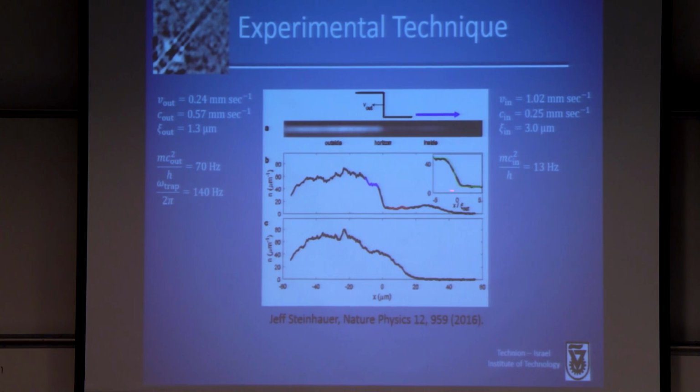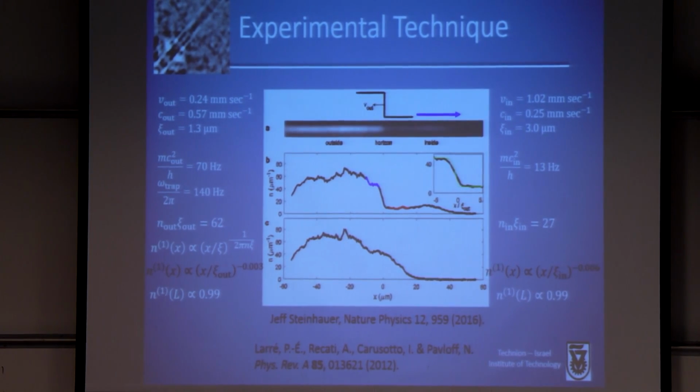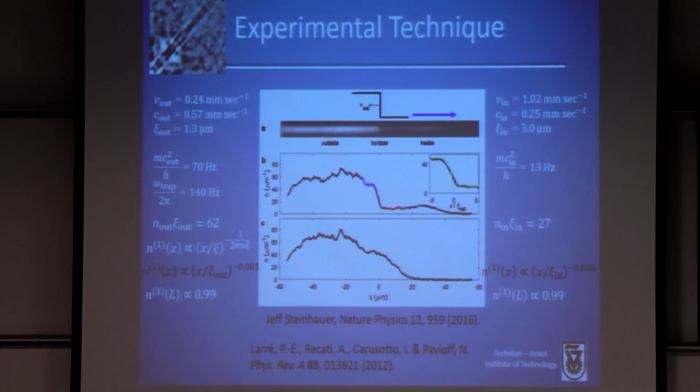If one zooms in on the horizon here, one sees that the width of the horizon is a few healing lengths in width. The healing length is the length associated with the interaction energy of the condensate. So it's a few healing lengths in width, implying that the system is basically hydrodynamic. And it's consistent with the prediction, this green curve, which is the prediction of this theoretical paper, which says that the density profile should be half a gray soliton. And it is similar to half a gray soliton.